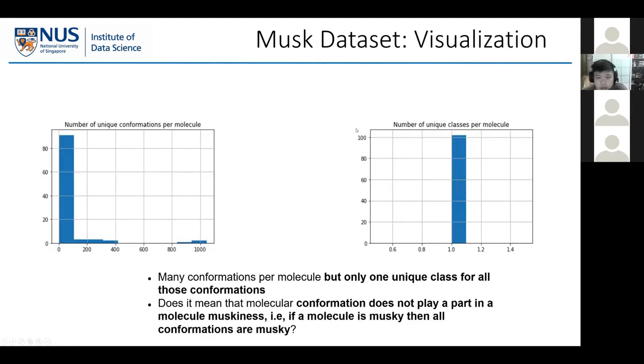So let us plot some summary statistics from this data set. We have two histograms right here. The one on the left is the number of unique conformations per molecule.